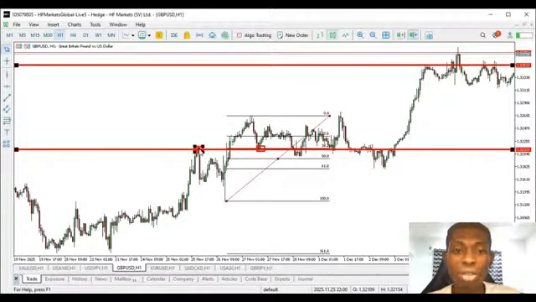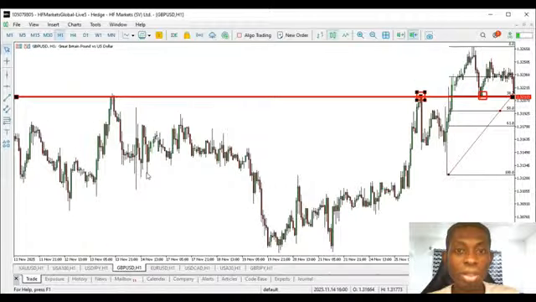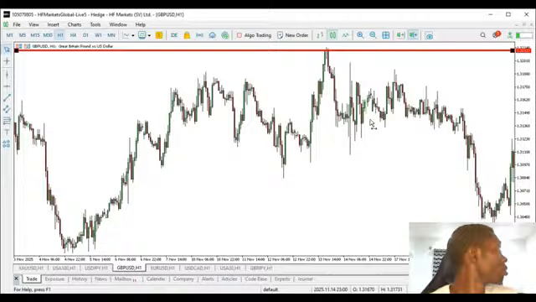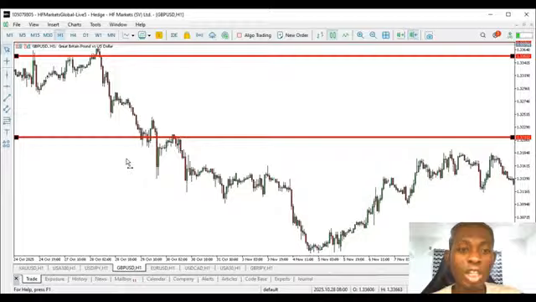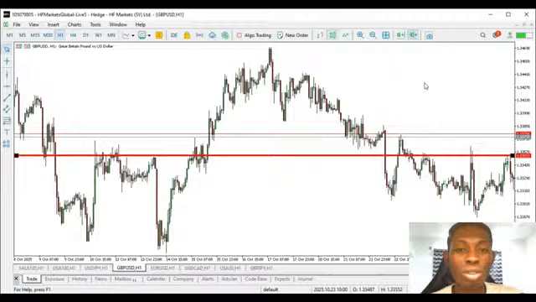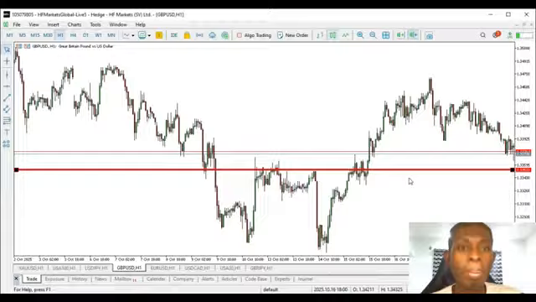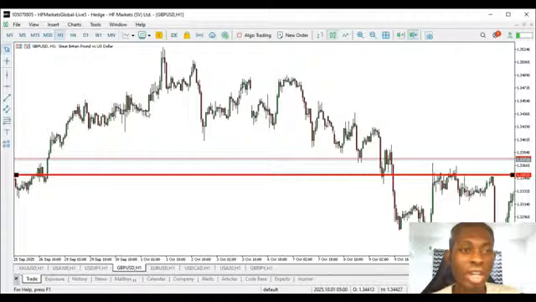So that's how to use Fibonacci retracement levels. It's a very, very interesting tool, and you will love it, especially when the market is trending. It's so sweet to use. Tomorrow I'm still going to go further.